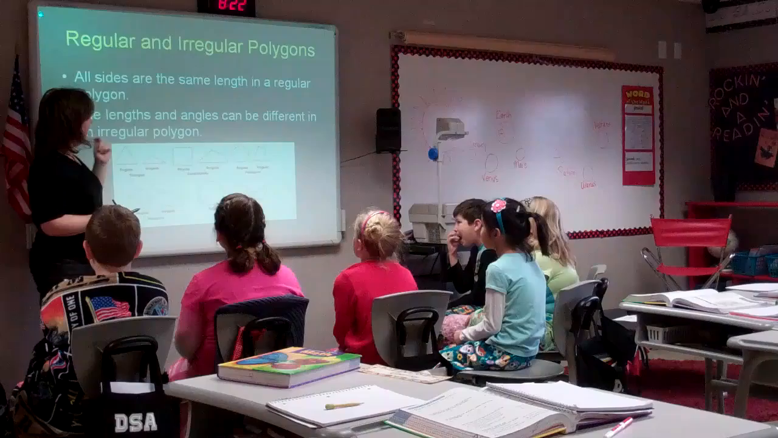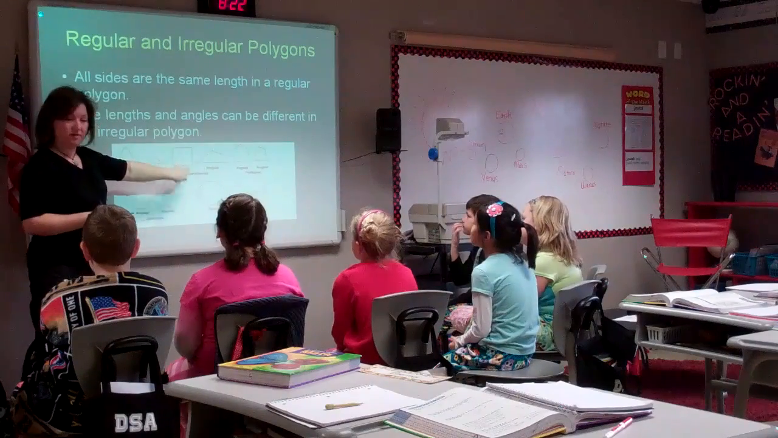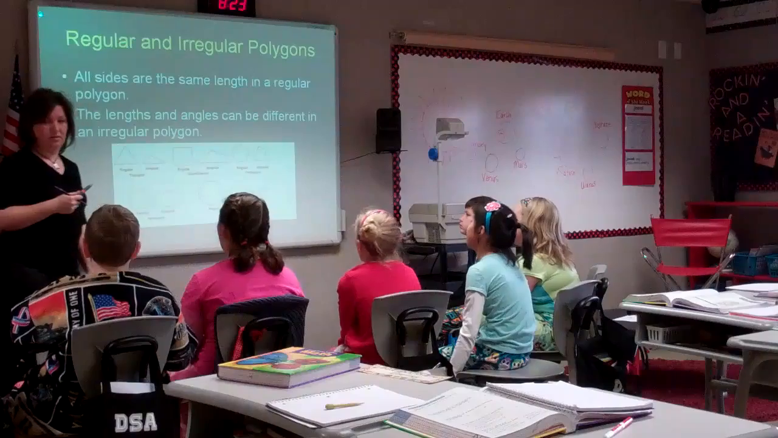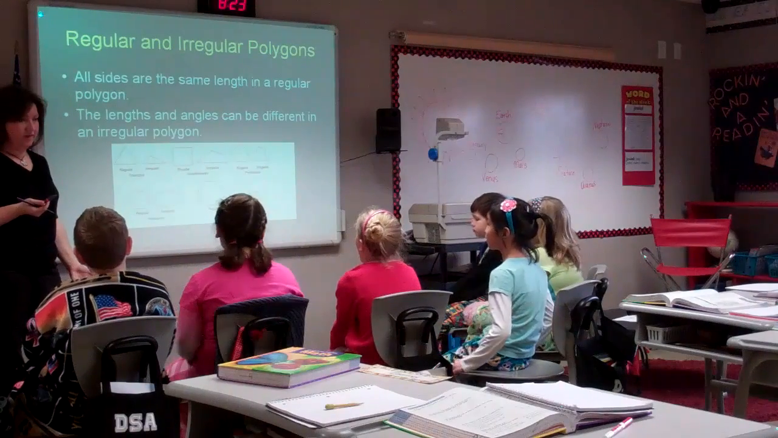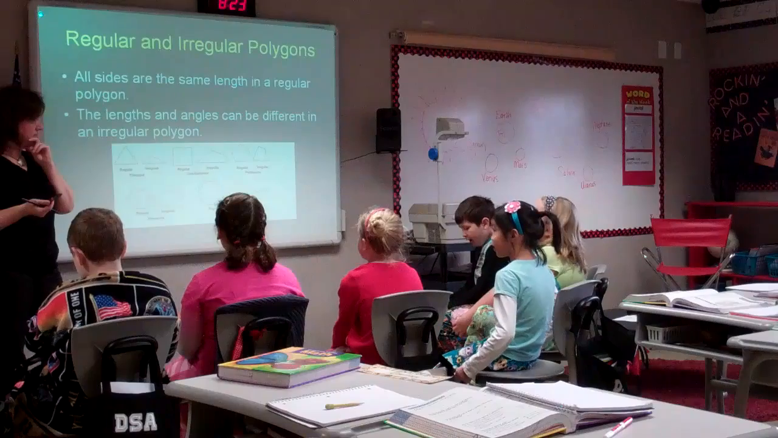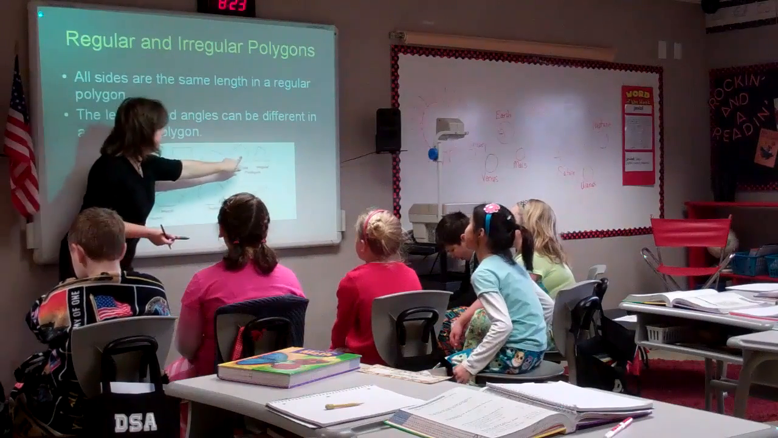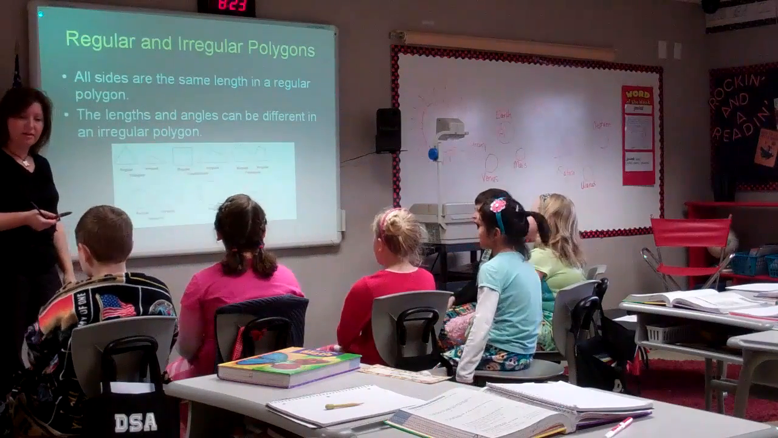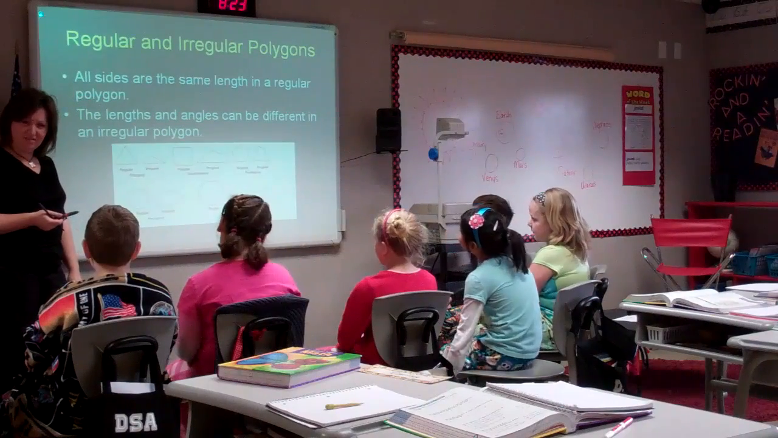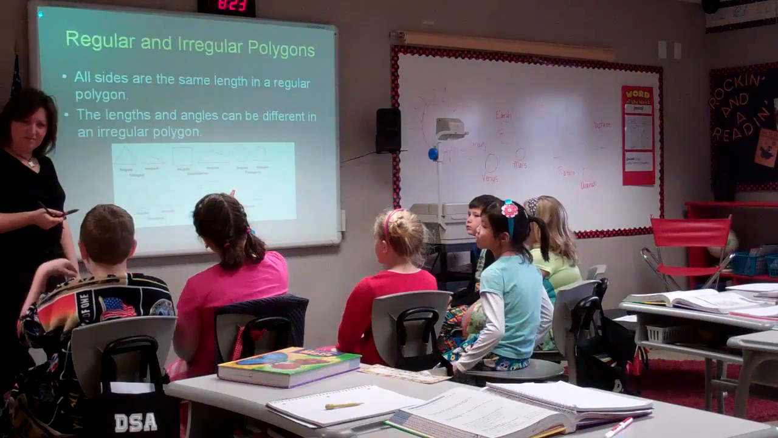Okay, well what about this? Is this a regular polygon? Yes. What about this? No. Why is it irregular? Because all the sides are not the same length. What about this one? Is this a regular polygon? Yes. Logan, this one is, but is this one? No. Why not? Because it doesn't have the exact same sides.